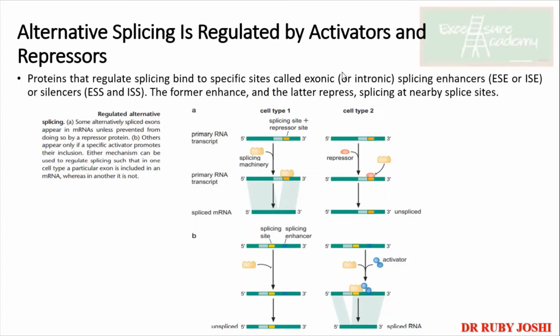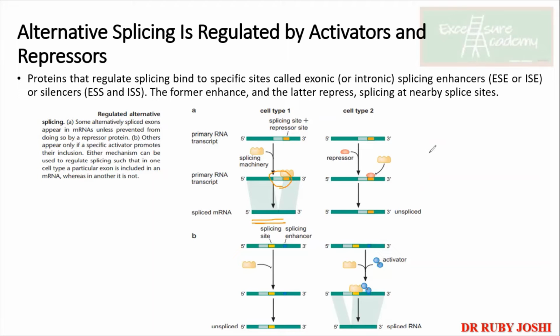So if you see in this example, we have got normal. This is your normal scenario where the splicing sites are there, repressor sites are there, the splicing machinery will come and it will remove your introns and you will get the mRNA. Okay, spliced mRNA you will get.